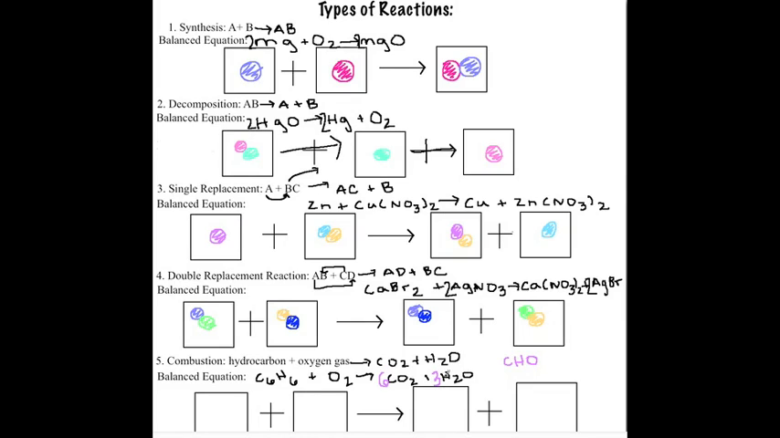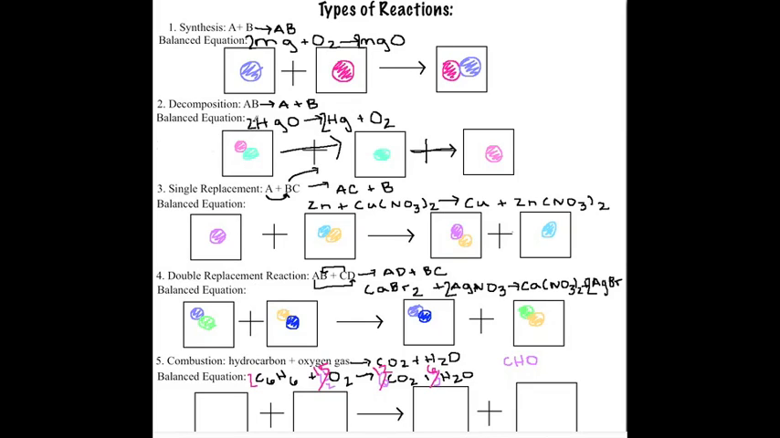Notice when I count this up, 6 times 2 is 12, 3 times 1 is 3, so I've got 15 oxygens here. To make this 15, I need to make this 7.5. Okay, which is fine to do at first, but then you need to change it. And remember, you can multiply everything by 2 to get rid of that half because you can't have a decimal. So this is going to be 2, this is going to be 15, and this is going to be 12, and this is going to be 6. Okay, so the hardest part of combustion is just balancing.